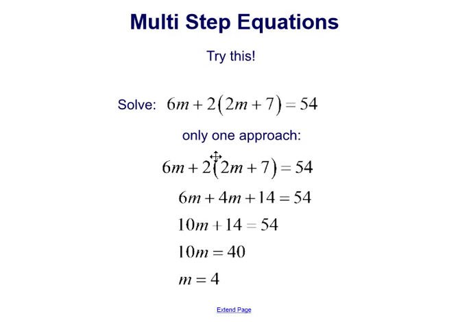So when we distribute, we'll do 2 times 2m will give us 4m, and 2 times 7 gives us 14. We then combine like terms of 6m plus 4m to give us 10m plus 14 equals 54. We'll then subtract 14 on both sides to give us 10m equals 40. And dividing both sides by 10 gives us our final answer of m equals 4. So again, the distributive property will help when solving multi-step equations. You just have to be on the lookout for those parentheses with the number on the outside.